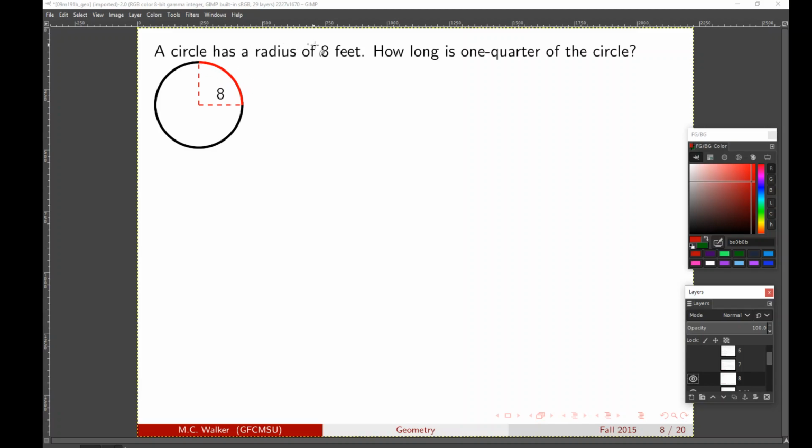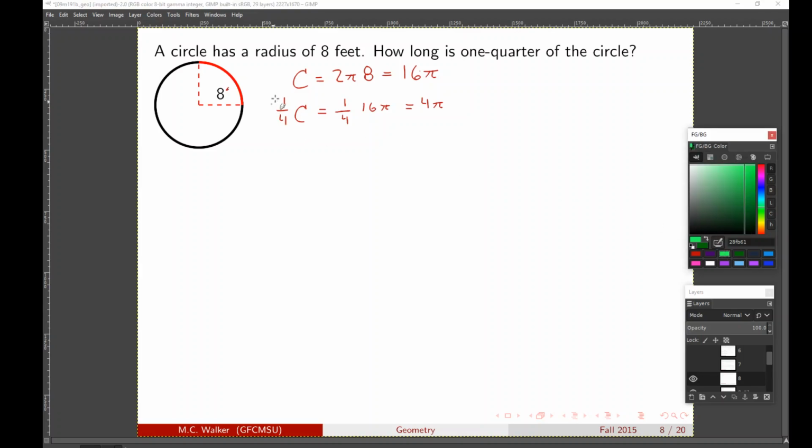Let's take another circle. This circle's got a radius of 8 feet. I'll mark it right there. How long is 1/4 of the circle? Well, the circumference of this whole thing is 2 times pi times the radius, or 8. Let's be lazy and call this 16 pi. We can leave it in terms of pi because we're doing math, and when you're doing math, you can just write pi and not bother with the 3.14 business. And we want 1/4 of the way around, so that's 1/4 of 16 pi, which is 4 times pi. Cool.